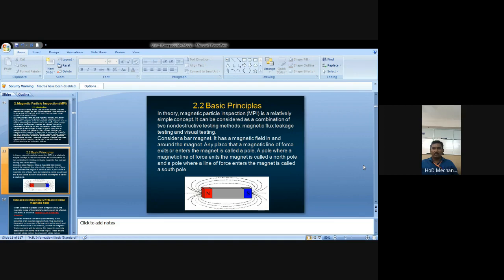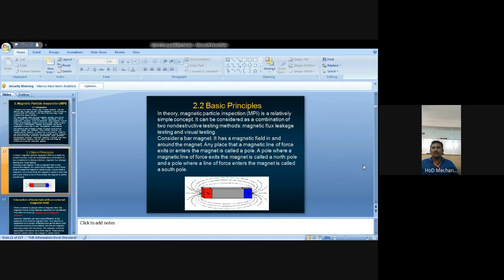For example, consider a bar magnet. It has a magnetic field in and around the magnet. We can't see the magnetic field of the bar magnet, but it is available in the surrounding of the magnetic bar.